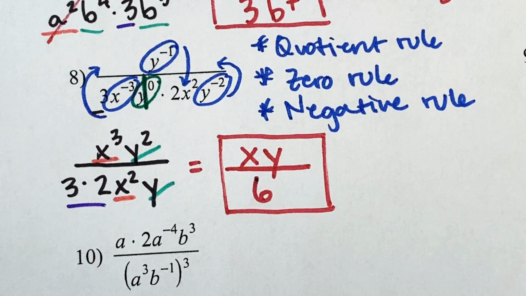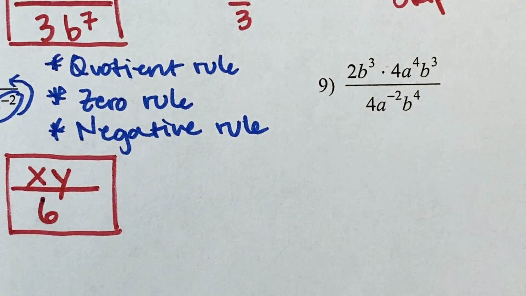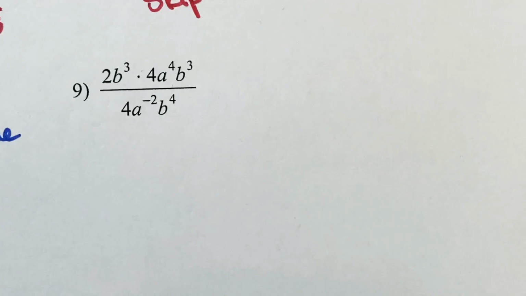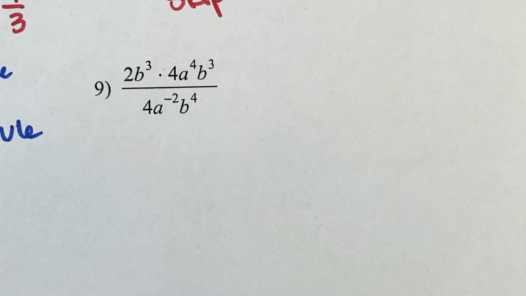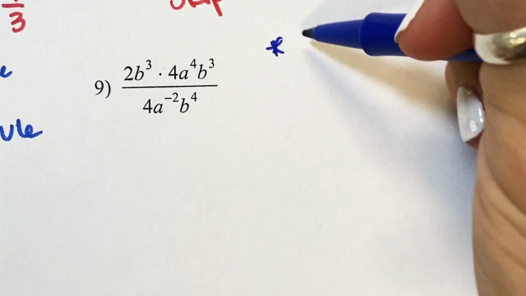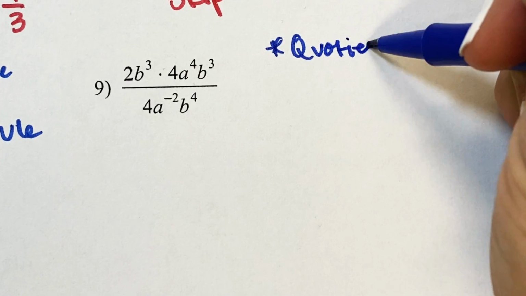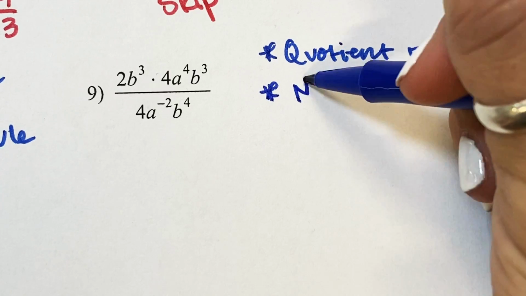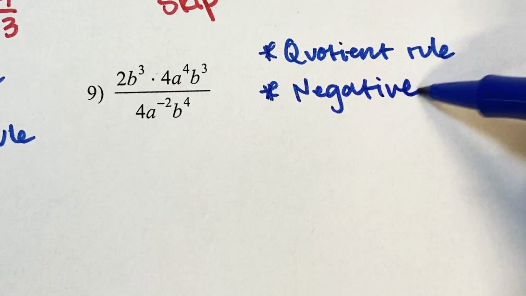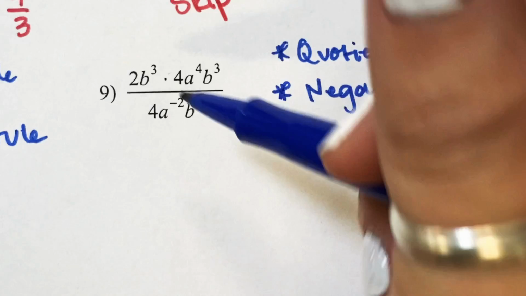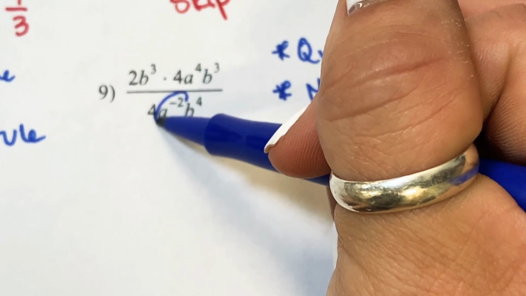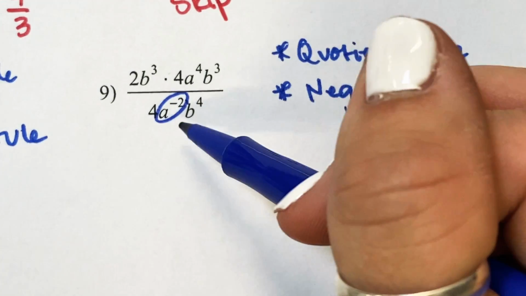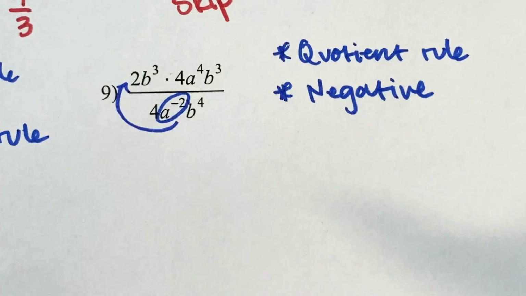Okay, let's do number 9. First of all, I see a fraction bar, so that's going to tell me quotient rule. I see a negative exponent, which is going to tell me negative rule. So let's get rid of that negative first. This negative 2 grabs the a, only what's right in front of it, and then it switches. That's going to move up to the top.